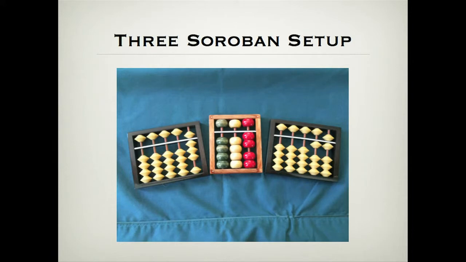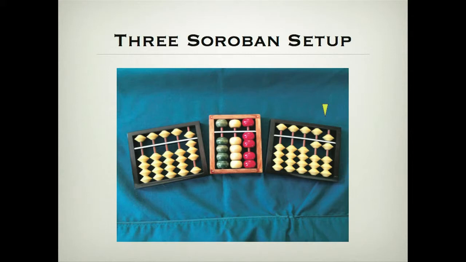It's easiest to start with 3 different Soroban, one for the multiplier. Here's 8 times 2 equals 16. Here's the multiplier 2. Here is the multiplicand 8. And over here is the product 16.